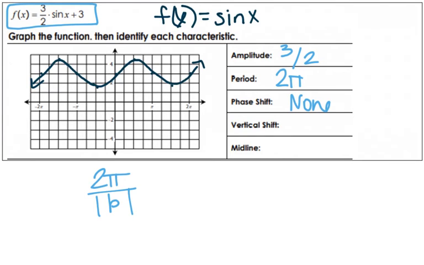But vertical shift, we definitely have one, because we have this plus 3 at the end. Notice that it moved up 3, so we would say up 3. So the new midline would be at y equals 3. And that line would be right here. It would hit the y-axis at 3, that's why it's y equals 3.